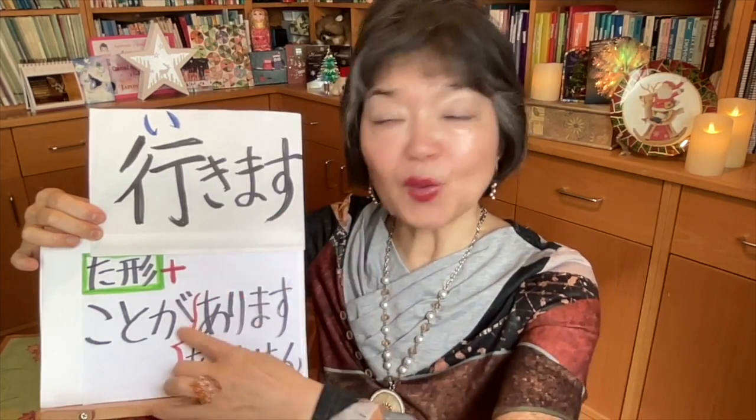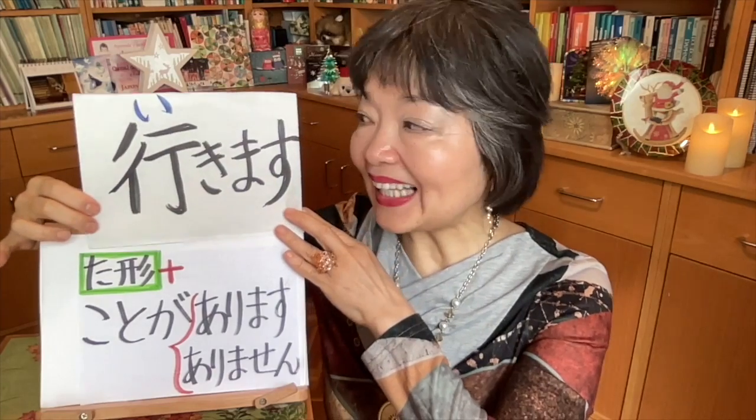Let's see some examples. Life is short. 人生は短いです。Life is beautiful. 人生は美しいです。I've never been there in my life. To talk about some experiences, we use the ta-form of the verb and ことがあります, or ことがありません, negative. In this case, 行きます, the verb to go. I've been there. And 行きます, ta-form 行った. 行ったことがあります.